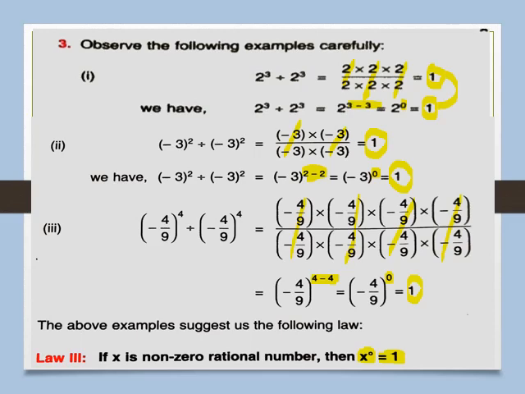See here the third example for the rational number. The power is 4 and the bases are equal, that is minus 4 by 9. So this 4 by 9 gets cancelled 4 times with the numerator and denominator both. Nothing is left means only 1 is left. So either you solve this by the power method, the laws of exponent, or by simple cancellation, you will get the answer as 1. So this is the third law. Any non-zero rational number raised to the power 0, what is its value? Its value is 1.